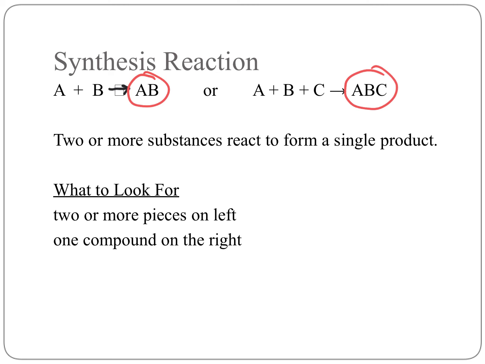And that's what we're looking at with this what to look for section. All right, this is a little hint on how to identify one of these chemical equations. So two or more pieces on the left, that's the reactants, and one compound on the right, which is the products. So all you gotta do is look at it and go, oh, there's one thing in the products. It has to be a synthesis reaction.